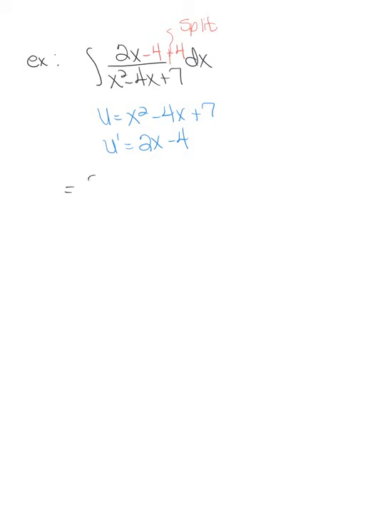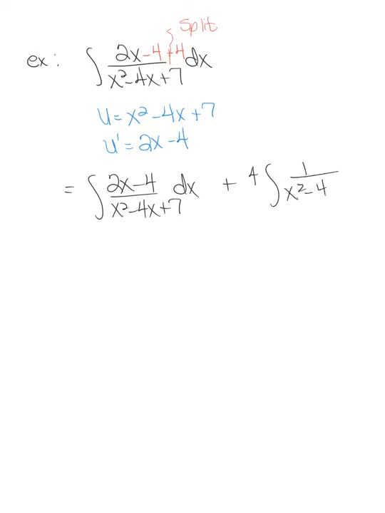So this actually becomes the integral of 2x minus 4 divided by x squared minus 4x plus 7 with respect to x plus, and I'll just put that 4 on the outside, the integral of 1 over x squared minus 4x plus 7 with respect to x. And so now we have created 2 separate integrals. And so what we want to do here is go ahead and look at each one individually.